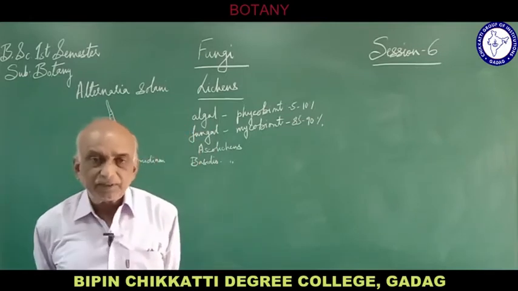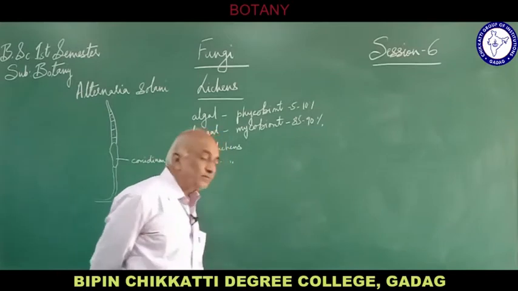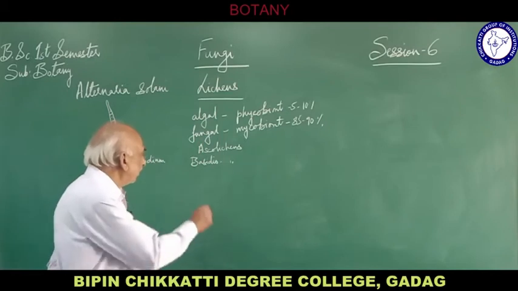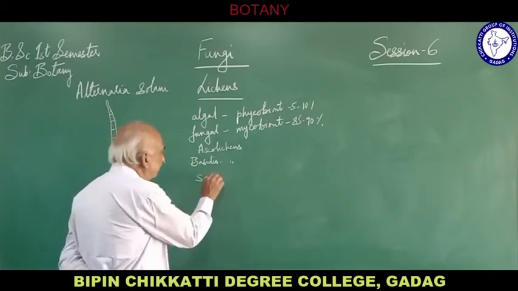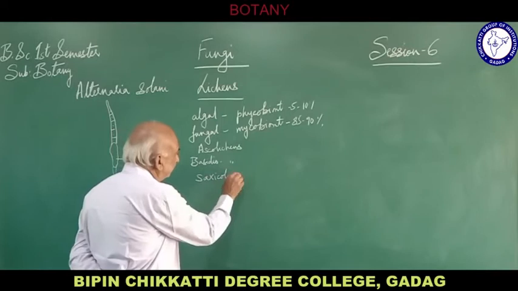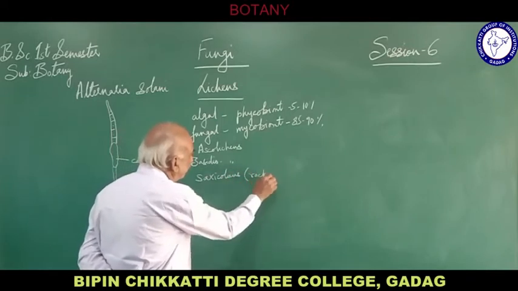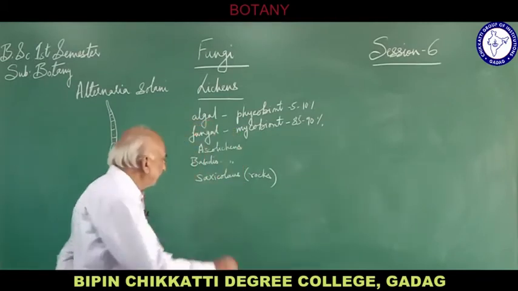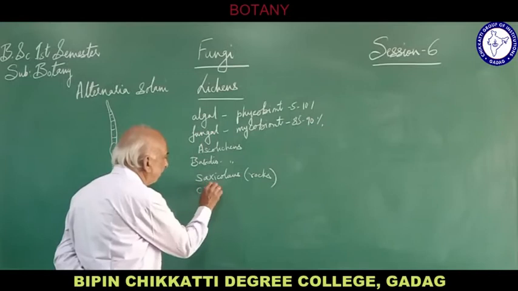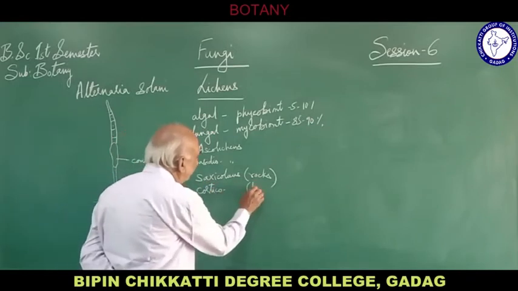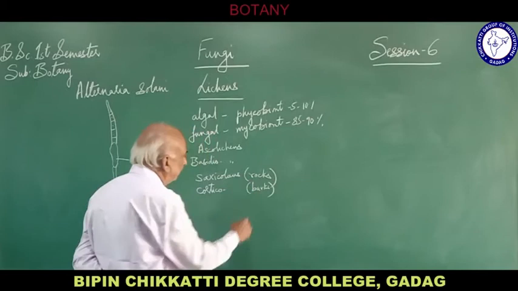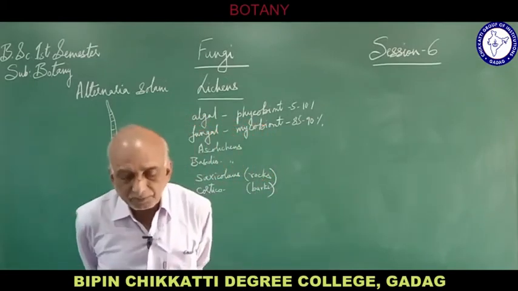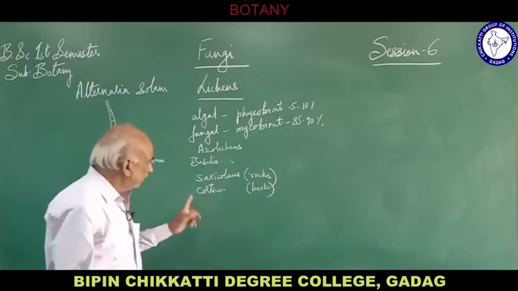Now based on this habitat, again we can classify three types of lichens. If the lichens are growing on rock, they are called saxicolous lichens. So on rocks or stones, when they grow, they are called saxicolous lichens. Now if they grow on bark of the trees, they are called corticolous lichens. That is, on large trees, on the trunk of the trees they grow, and they are called corticolous.